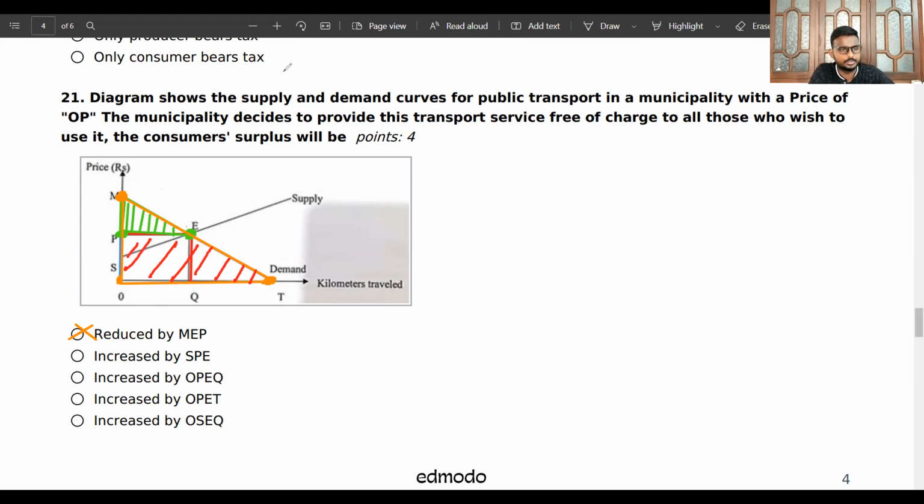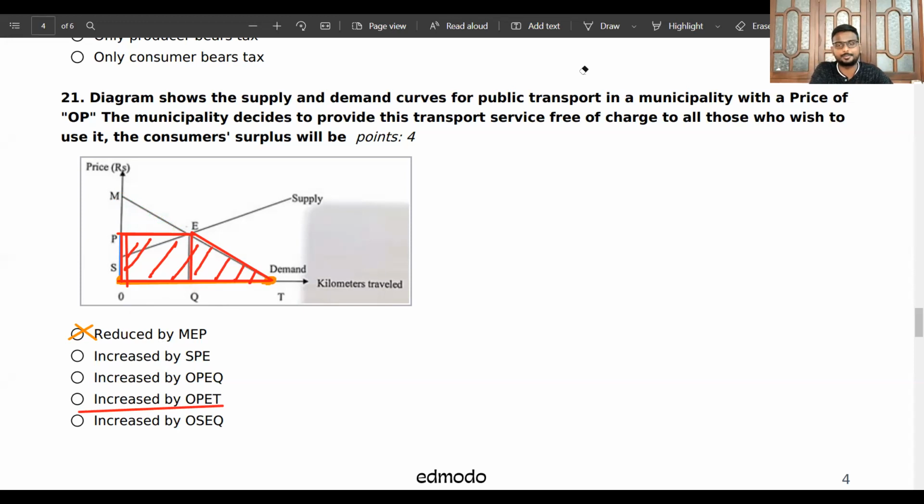Let me highlight those dots. PETO. Or you can say it like, if you're starting from O, OPET. This is the answer, OPET. So that is the answer, OPET. That's the addition to the consumer surplus. Pretty simple, right? Very simple, but you need to understand how it works.